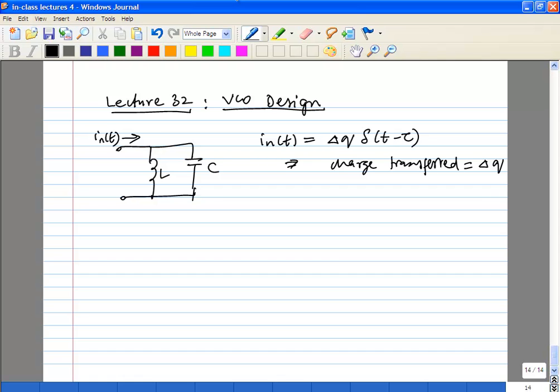So what happens to this current pulse? It tries to split between the inductor and the capacitor, but of course the inductor current cannot change suddenly, because it would produce an infinite voltage. So all the current pulse will flow through the capacitor, and for the capacitor you will have a delta V, which is a voltage step, at t equals tau.